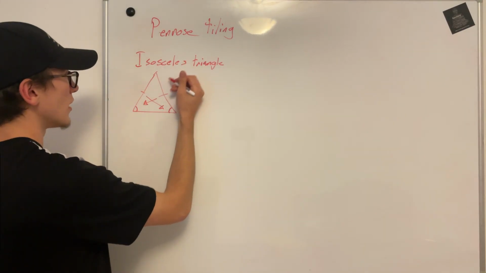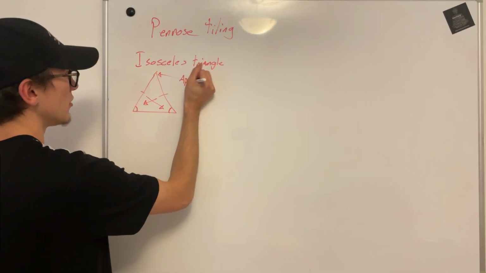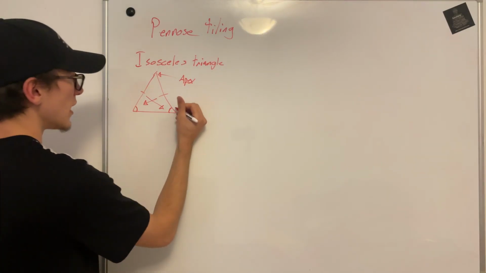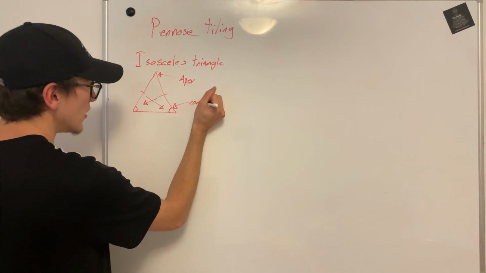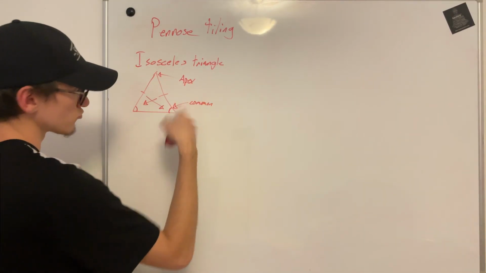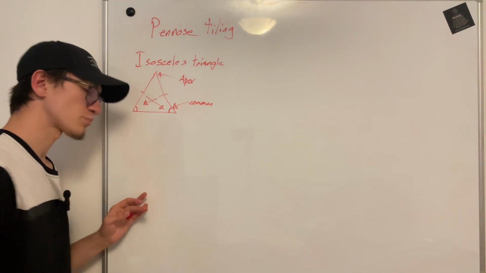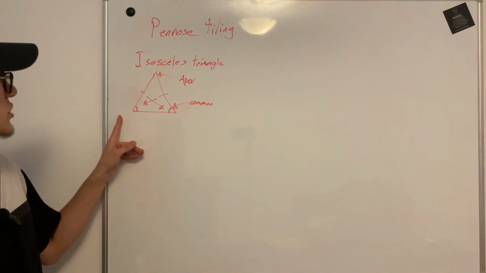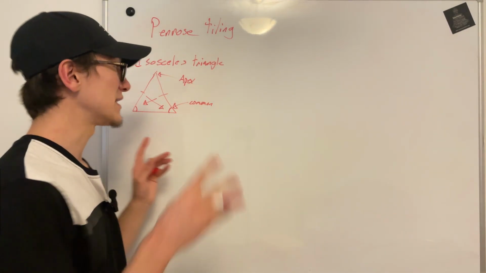This angle we will call the apex angle. We won't be using it that much. And these angles we'll call the commons. I don't know, this is just my naming. So basically it is made up of two different isosceles triangles.